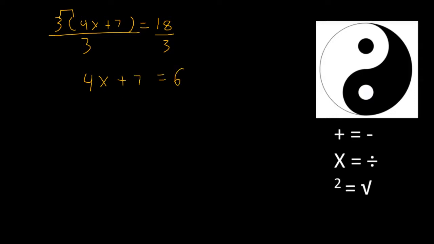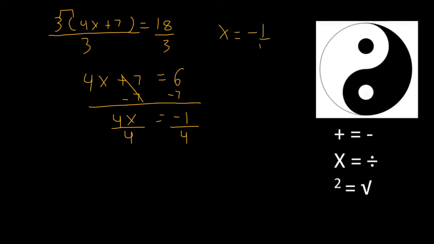From here, I'm going to subtract 7, subtract 7. So that's negative 1. And then it's 4x. And then we're going to divide by 4 since the 4 and the x are multiplying. And so we now get our answer as x equals negative 1 over 4. The other way that it can be done is I'm just going to go ahead and rewrite it.